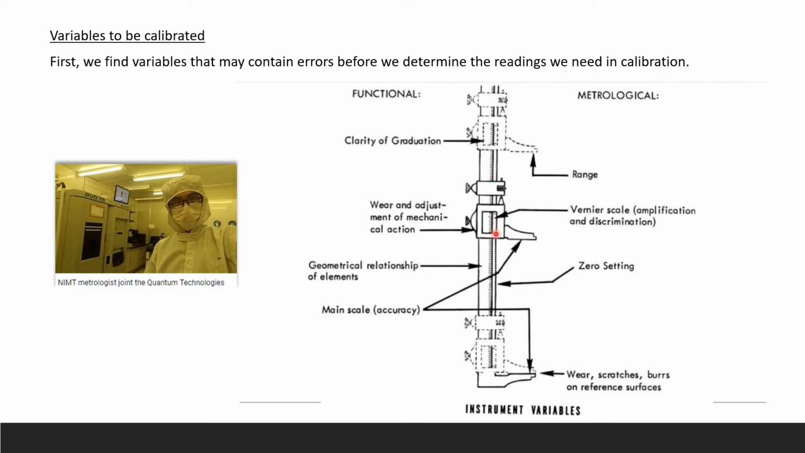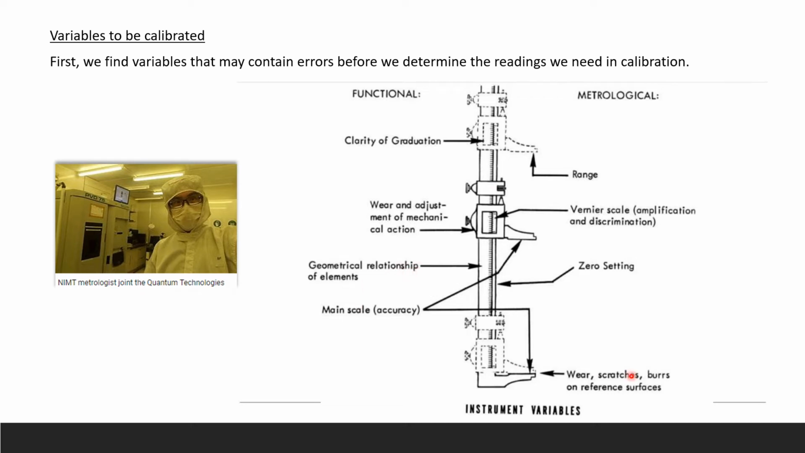So here is your instrument. These are your jaws, your fixed one, and here is your first reading; your main scale is right there. This is showing you main scale accuracy between the jaws. This is your beam, and the main scale is written on the beam. Then you have your vernier scale inside of it, with amplification and discrimination. The graduations are right in there so that you can read them.